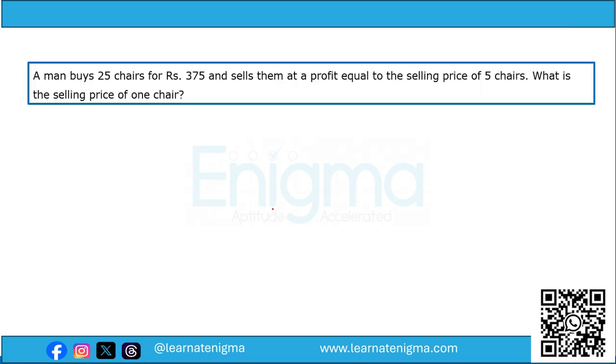A man buys 25 chairs for rupees 375 and sells them at a profit equal to the selling price of 5 chairs. What is the selling price of one chair? Let's assume the selling price of one chair as rupees X.